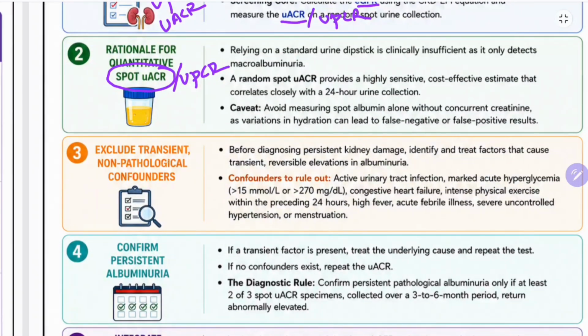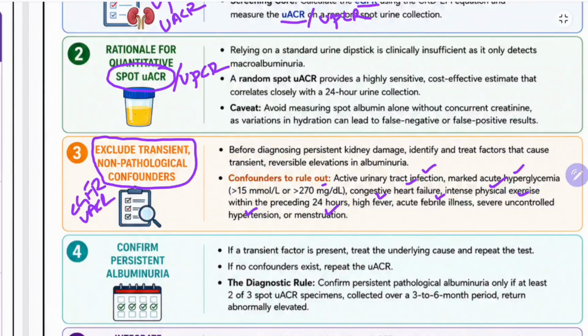Then while taking the sample for EGFR or UACR, remember some conditions that confound the result. Exclude transient non-pathological confounders, like active UTI, marked acute hyperglycemia more than 270 milligram per deciliter, congestive heart failure, intense physical exercise within the preceding 24 hours, high fever or acute febrile illness, severe uncontrolled hypertension, which is important, and menstruation.